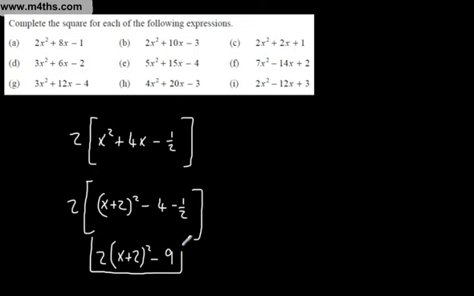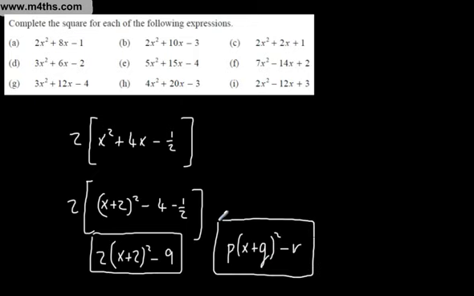So the completed square, and this is the original form we visited, p(x plus q) all squared minus r, or plus r on the end, however they want to put it. This is a completed square. In terms of a graphical representation, there are three transformations that have gone on.